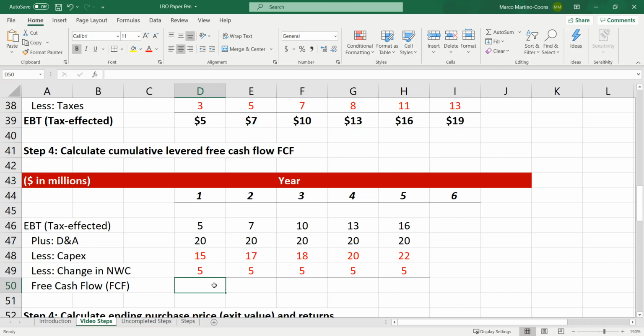So year 1, free cash flow, we have 5. Year 2, free cash flow, we have 6. Year 3, we have 7. And then it's just addition from here on out. So it's nothing too crazy. So this is effectively how we're finding our free cash flow. And then this should actually be 5, I believe. Yeah.